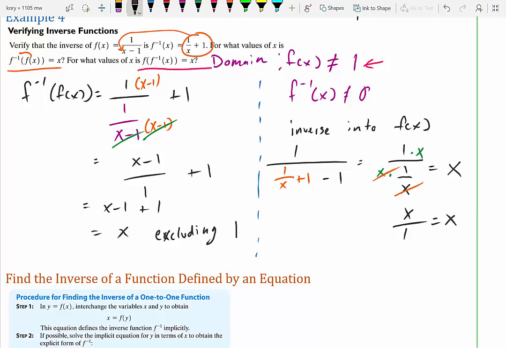What are we excluding, though? Yep, 0. We're excluding 0 because that's the domain of what we're putting in.